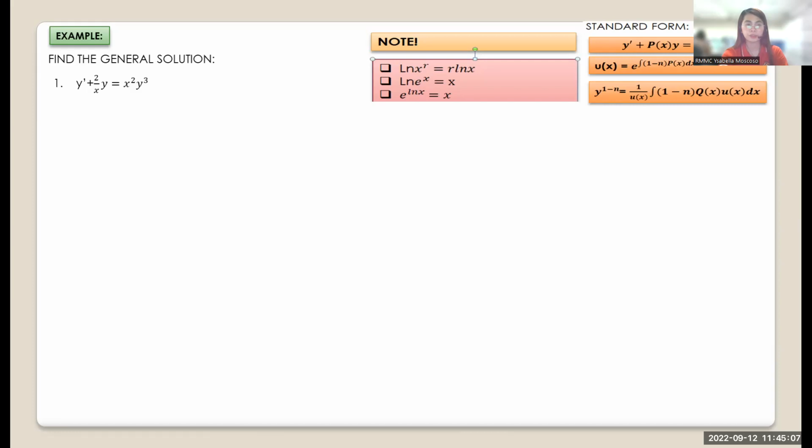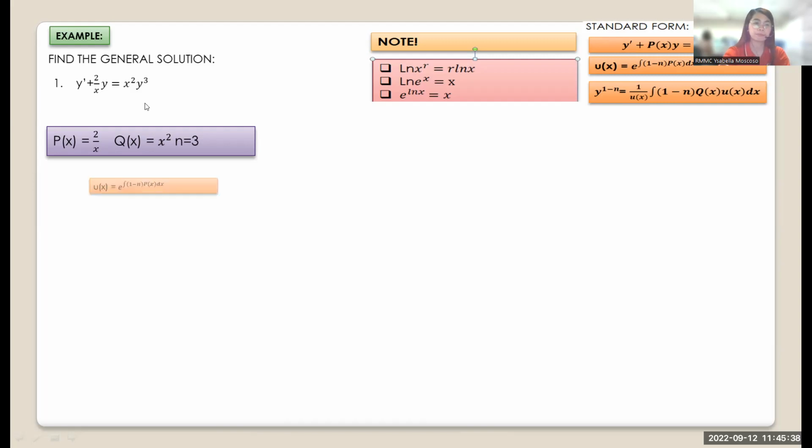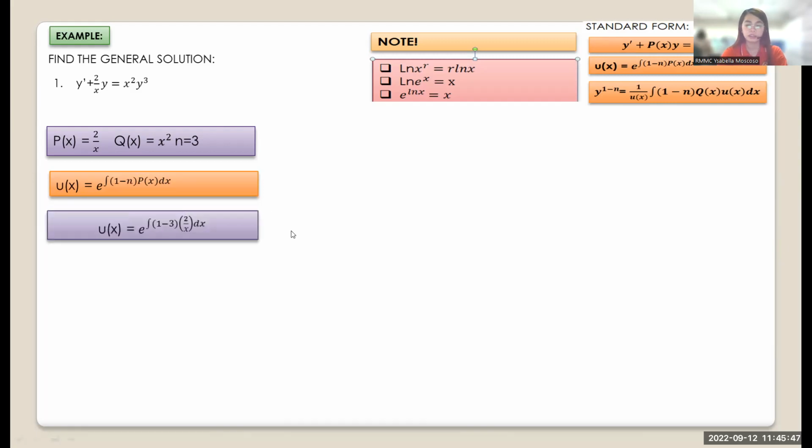You have y prime plus 2 over x y is equal to x squared y cubed. So the same principle, let us check if it satisfies our standard form. So I think it satisfies, no? So your p of x here is 2 over x, your q of x here is x squared, and your n is equivalent to 3, where n is the exponent of your variable y on the other side of the equation. Okay? So let us solve for your integrating factor using this formula.